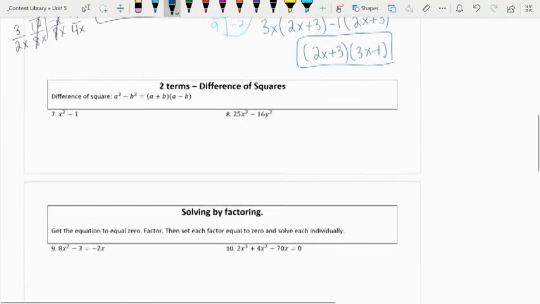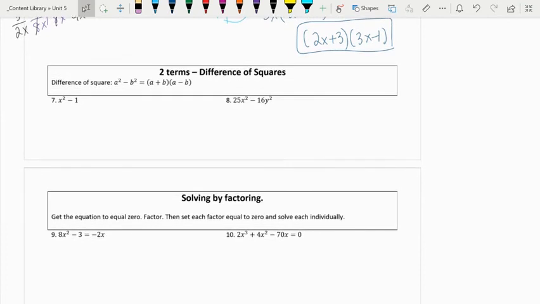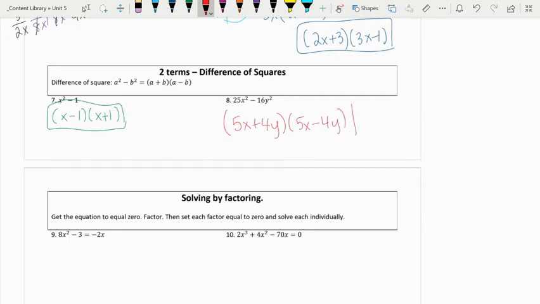The last one that we're going to talk about here is difference of squares. So we are going to do x minus 1 and x plus 1. Remember, every time all you do is take the square root of it, and one's a plus, one's a minus. For number 8, square root of 25x squared is 5x. Square root of 16y squared is 4y. And we're going to write it twice. One's a plus, one's a minus.